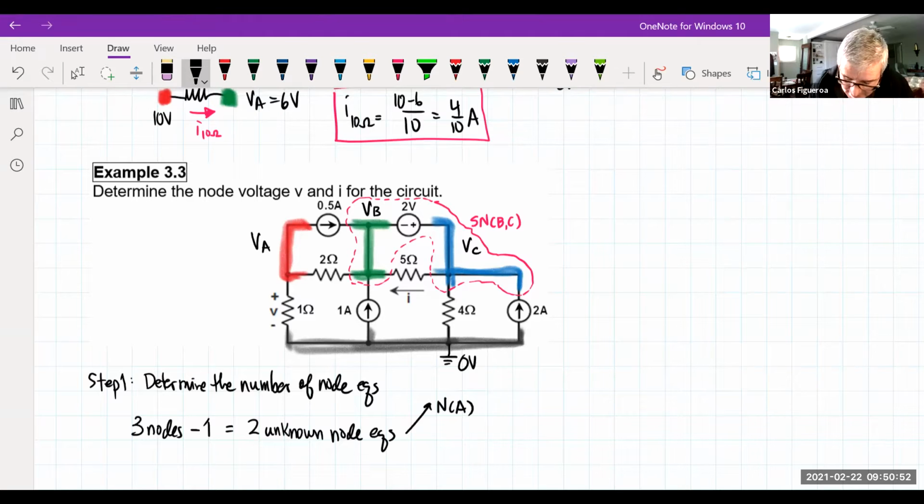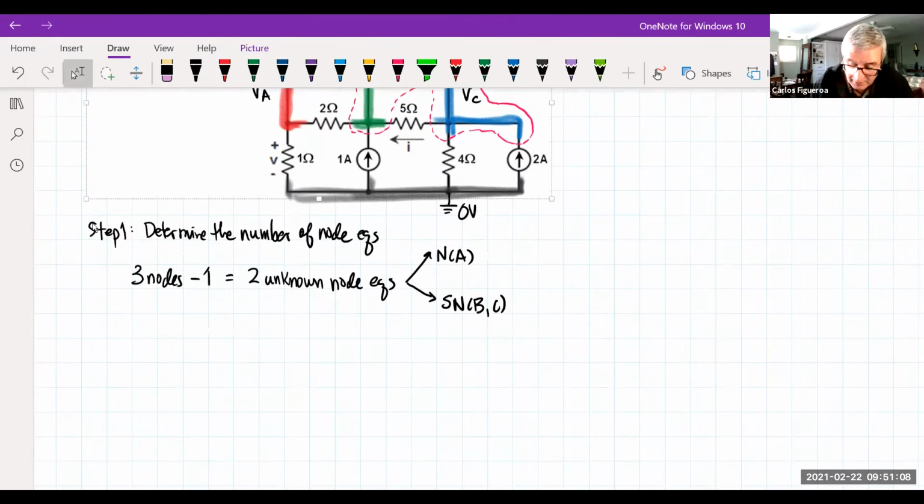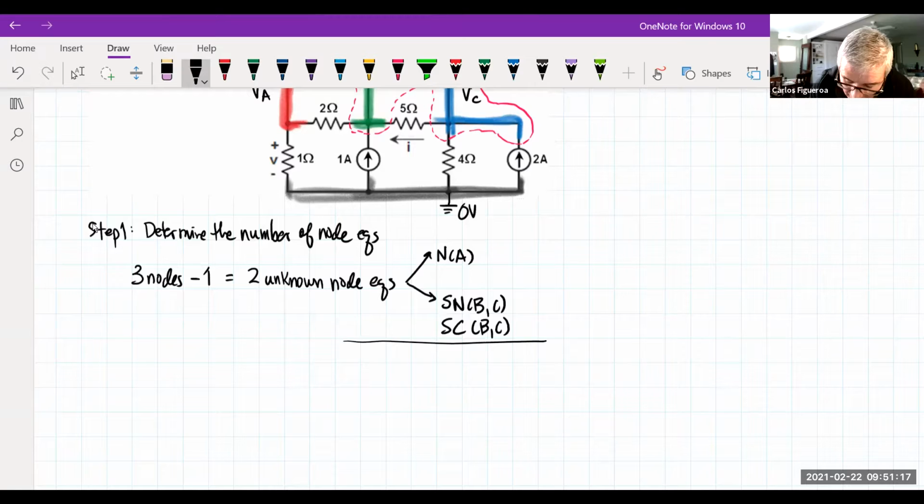And then you could see here that the second equation is about supernodes. It's between supernodes B and C here. But remember, every time you connect two nodes by a supernode here, that means I need a super condition between B and C. So when I look at this thing, what I really have is three equations, and I have three unknowns.